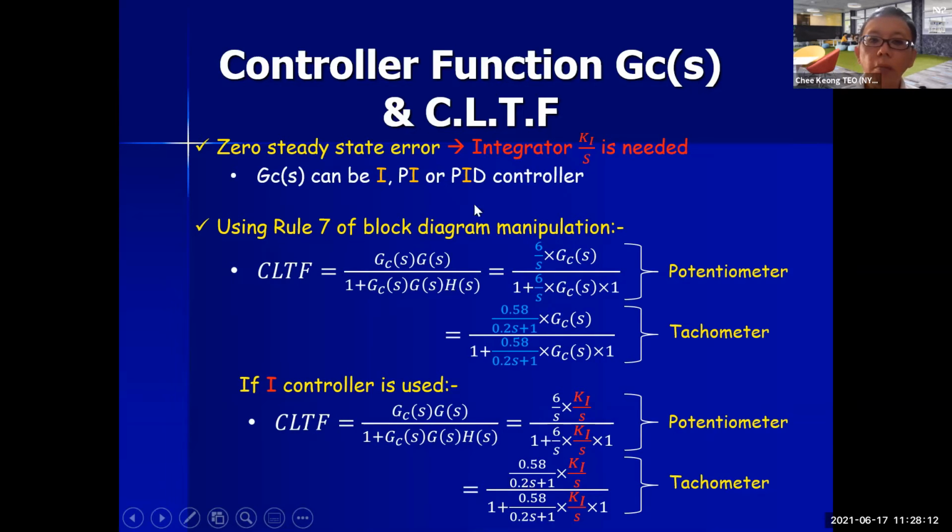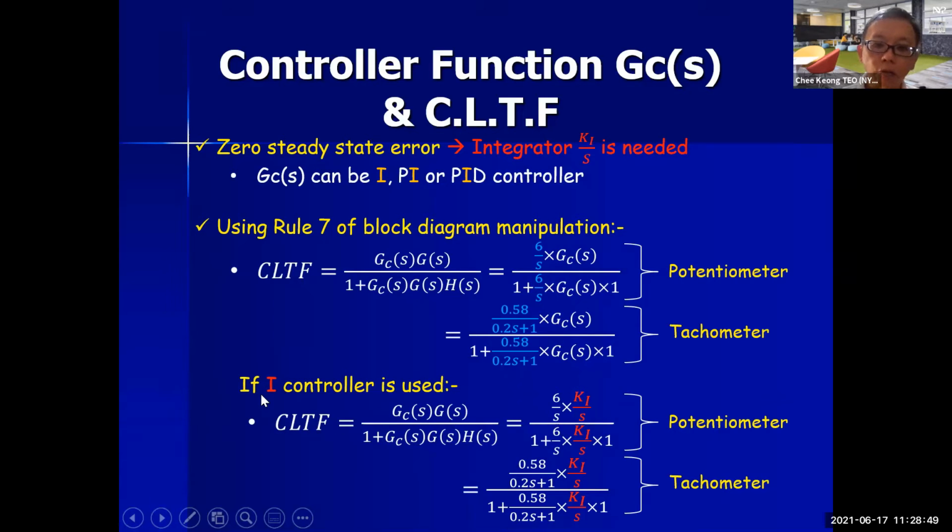Now using rule 7 of block diagram manipulation, because this is a negative unity feedback, you use G over 1 plus GH. Your G is the controller times your motor module transfer function. If you use a potentiometer, it is 6 over S times GC of S, right? So this is your potentiometer if you substitute in the 6 over S. But if you are using the tachometer, then you substitute the other transfer function, which is 0.58 over 0.2S plus 1, right? So this is a closed loop transfer function that is already calculated for you.